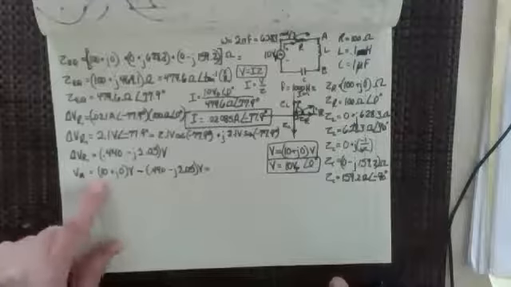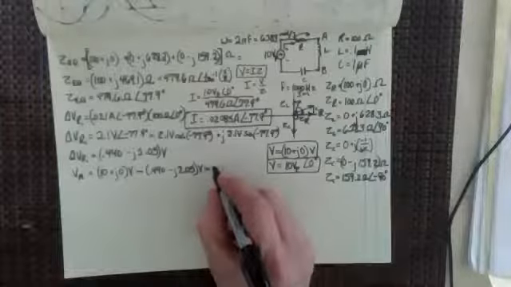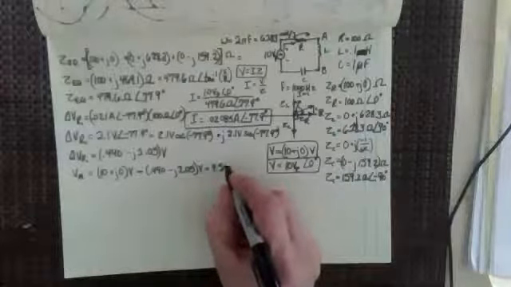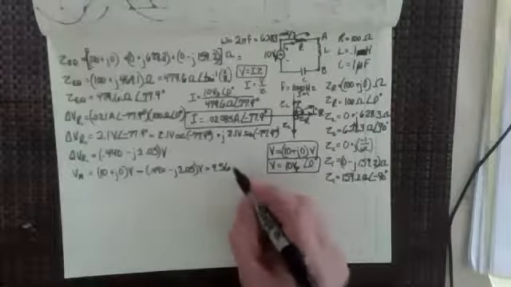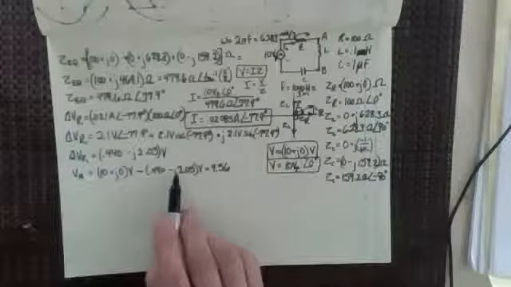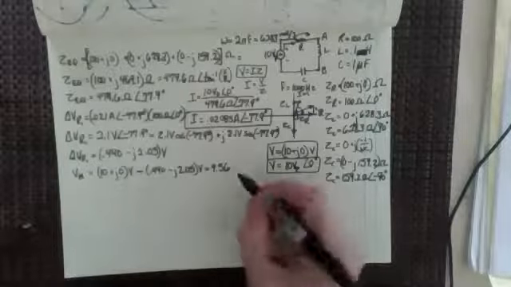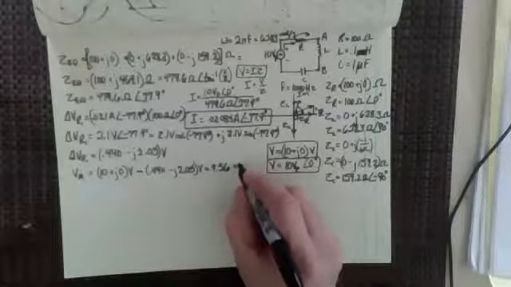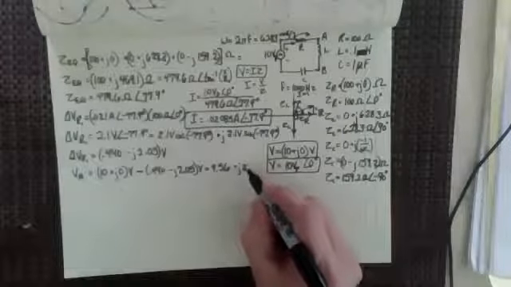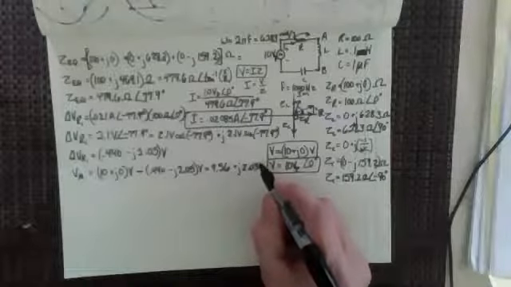So 10 minus 0.44 is 9.56, so 9.56 volts. And then I've got to plus that, don't I? Because a minus and a minus gives me a plus, so that's going to be plus J 2.05. And that's going to be my voltage then at A.